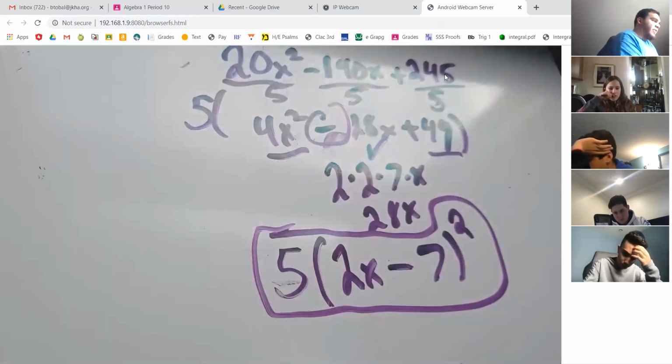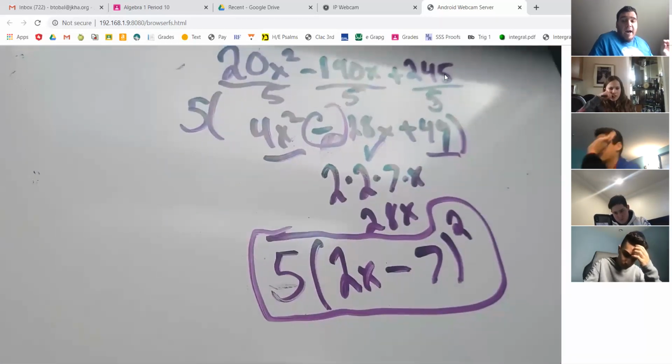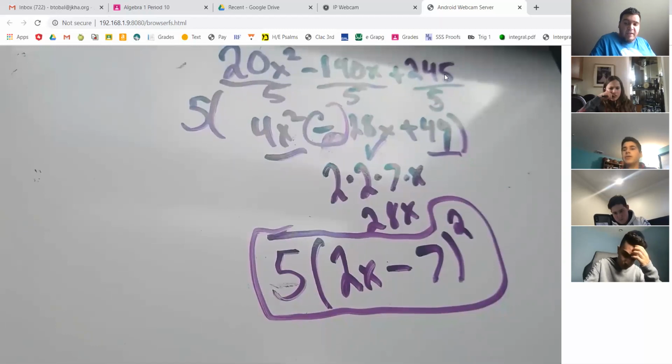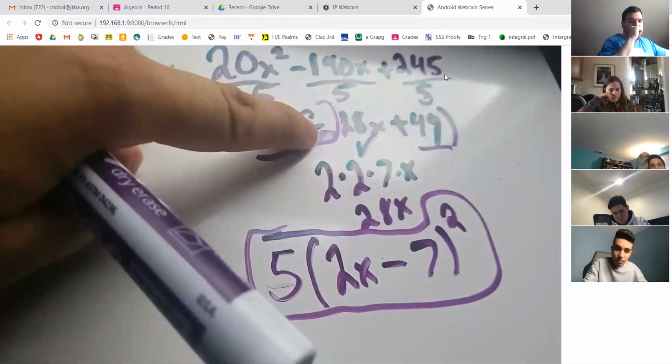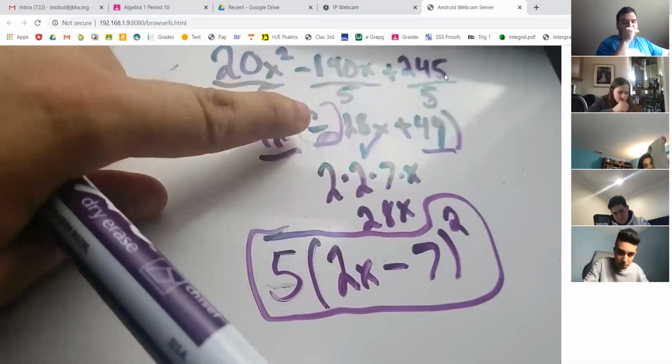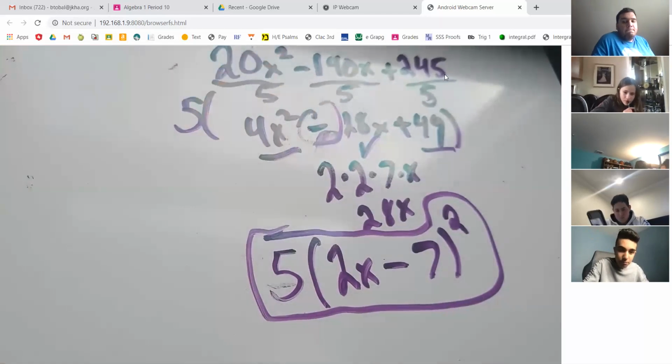So that is your final answer: 5 times (2x minus 7) to the second power. The 28 just gets taken out. Basically 28 disappears, because if I were to re-FOIL it back, 28 would reappear. 28 doesn't matter in this case. Or 28 checked if it was a special case, okay?